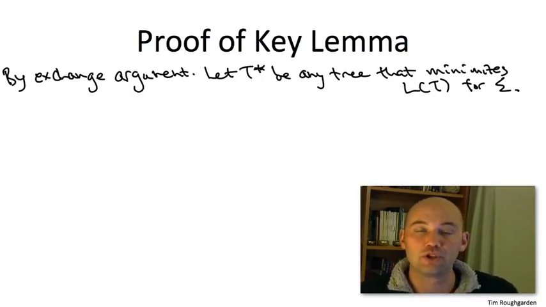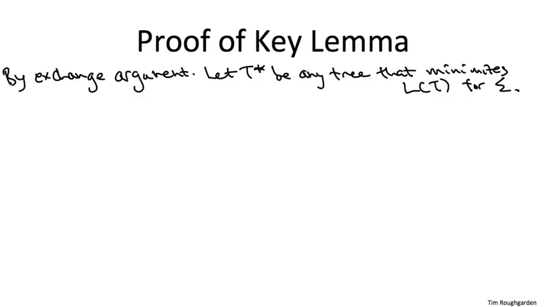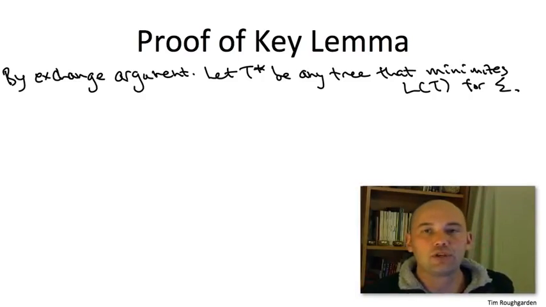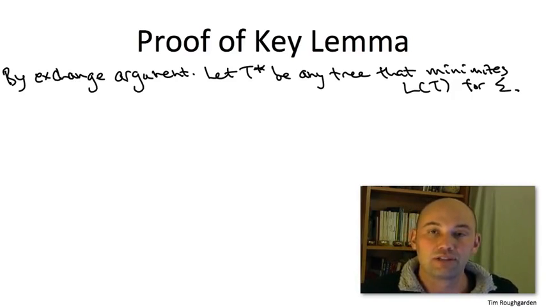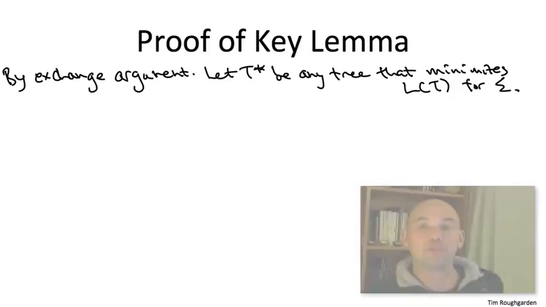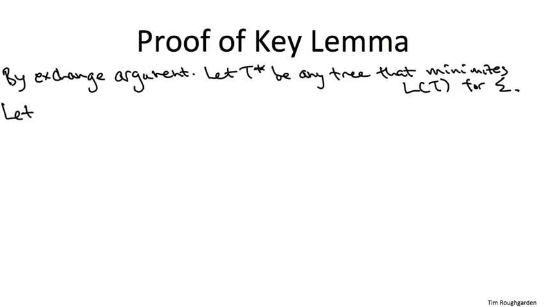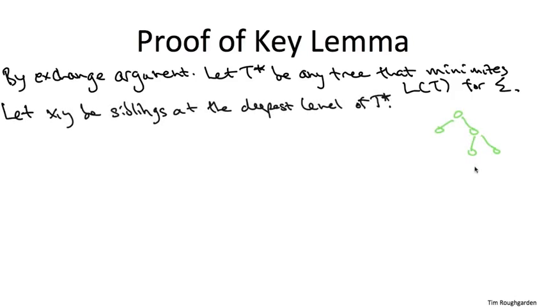There may be many such trees. Just pick any one. I don't care which. And the plan is to show an even better tree, or at least as good a tree, which satisfies the properties that we want, where A and B show up as siblings. So let's figure out where we're going to swap the symbols A and B to.